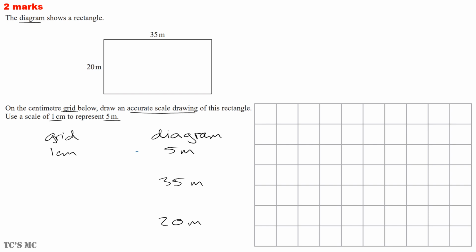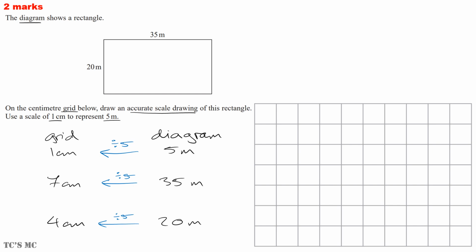To go from 5 to 1, we need to divide by 5. We need to do the same over here and over here. That means the length on the grid will be 7 centimeters and the width on the grid will be 4 centimeters. Now, for having both of these values, we have 1 mark.